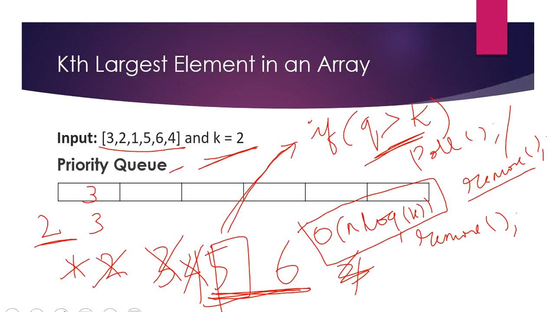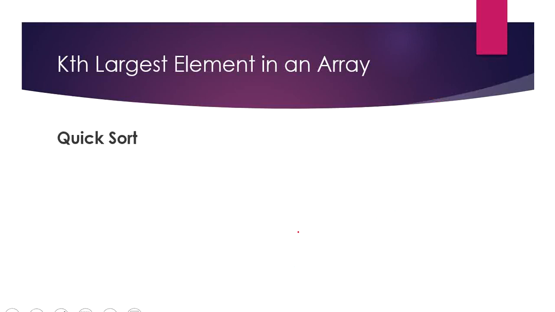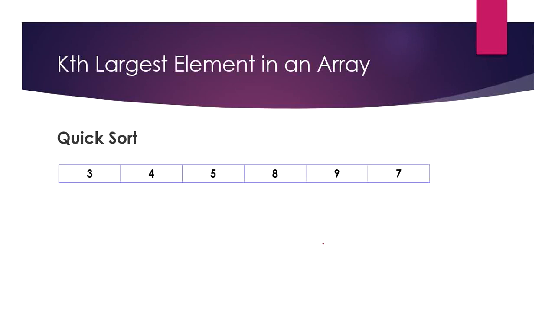For that we are going to use partitioning. We are going to partition using quick sort. So let's have a quick go through of how quick sort works. Let's see this example. The basic function of quick sort is selecting a pivot element and partitioning the array so that the numbers less than the pivot element are on the left side, and the numbers greater than the pivot element are on the right side.